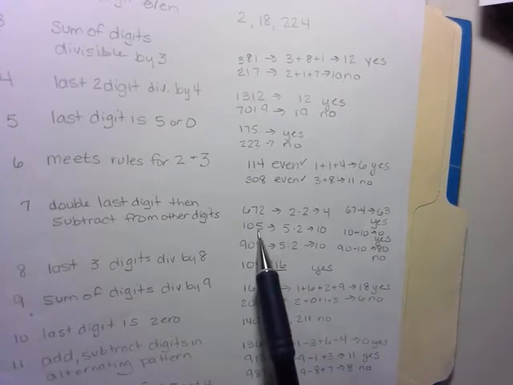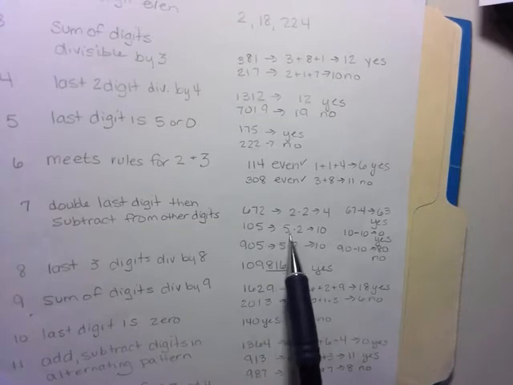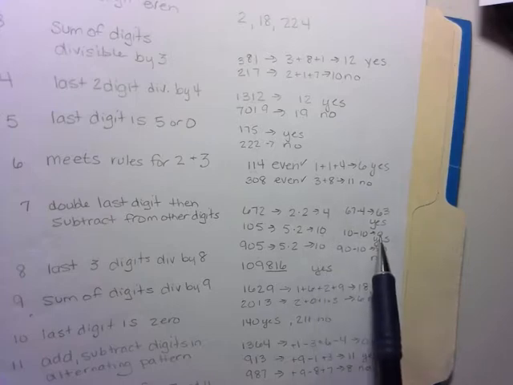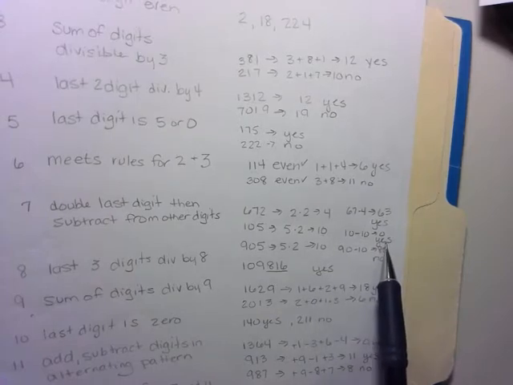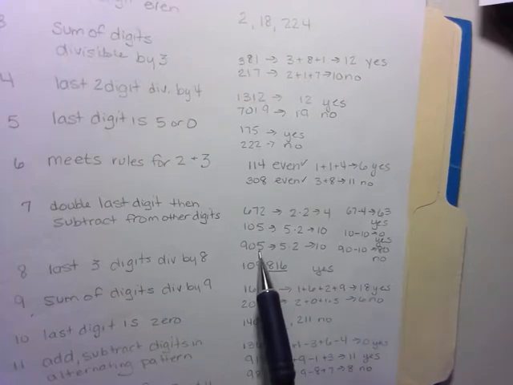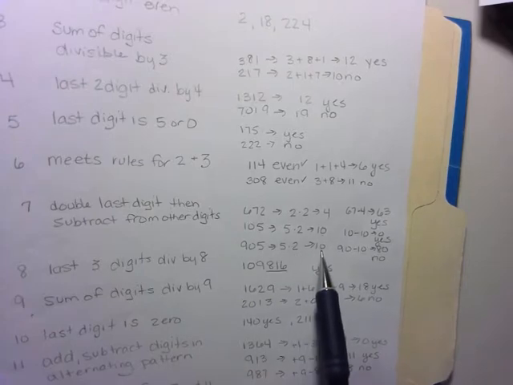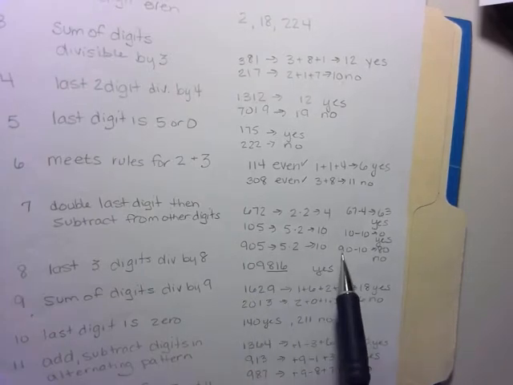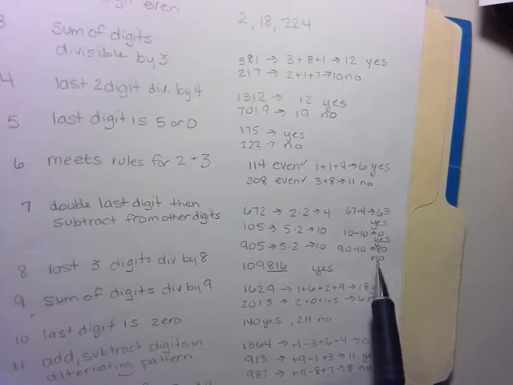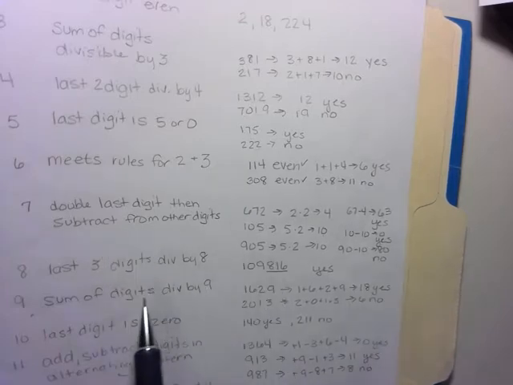So we're going to do another example, 105. So I take 5 and I double it to get 10, and then I subtract 10 from 10, and I get 0. Is 0 divisible by 7? Yes, it is. And last, I have 905. 5 doubled is 10. Subtract 10 from 90, and I get 80. Does 7 divide evenly into 80? No, it does not. So those are your rules for 7.